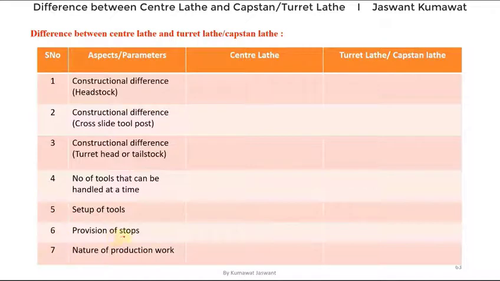Sixth difference is based on provision of stops. In center lathe there is no provision of stops, but in semi-automatic lathe there is provision of stops, so that the same tool can perform operation on each workpiece to a predetermined amount, making the possibility of repetitive jobs. Here the stops can control the movement of carriage saddle, cross slide, hexagonal turret and turret saddle. There is provision of feed stop rod and stop to control the feed of hexagonal turret.